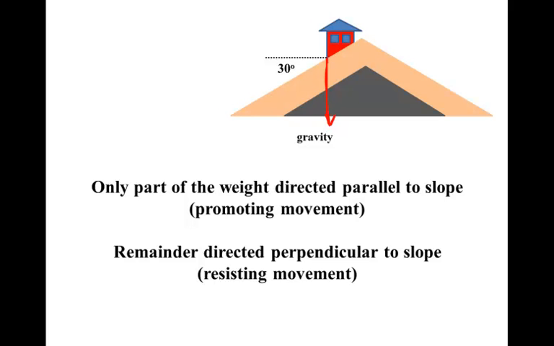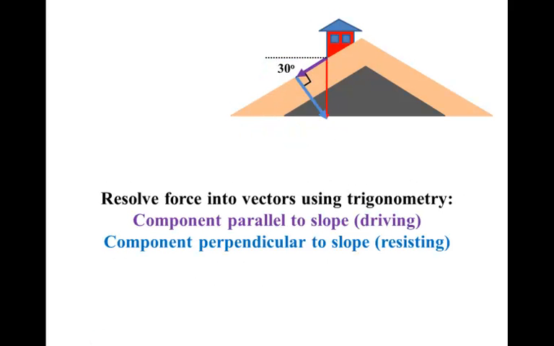We need to evaluate the relative magnitude of these two components, which is a function of the angle of the slope. The steeper the slope, the larger the slope angle, the more of that stress is directed parallel to the slope, which promotes movement, and the smaller proportion of that stress is directed perpendicular to the slope, which is resisting movement. We can resolve our stress due to gravity into two components using some simple trigonometry. Ratios between the sides of a right triangle.